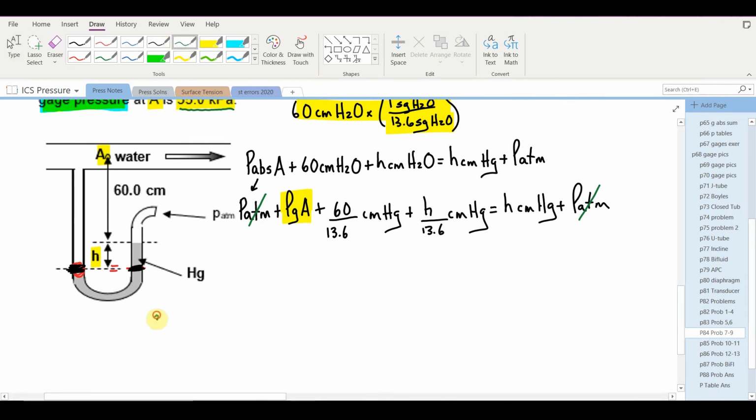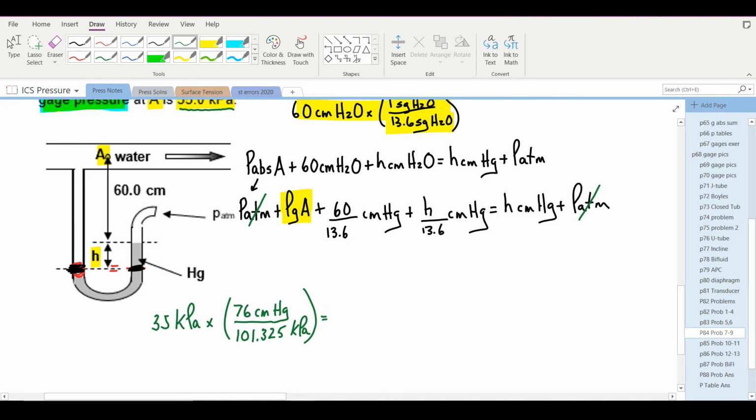For example, 35 kilopascals, and convert that to centimeters of mercury. Atmospheric pressure is 76 centimeters of mercury, divided by 1 atmosphere in kilopascals, which is 101.325 kilopascals. Yes, of course, I'll give you all these conversions on a test.